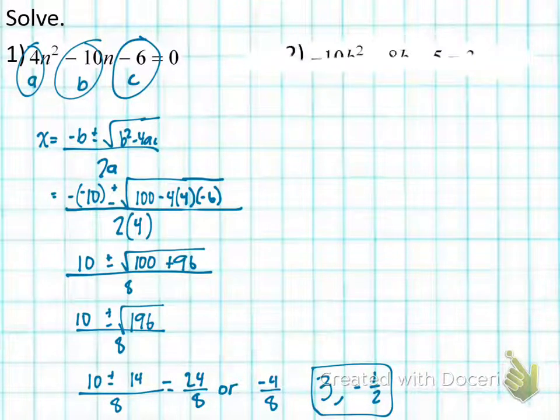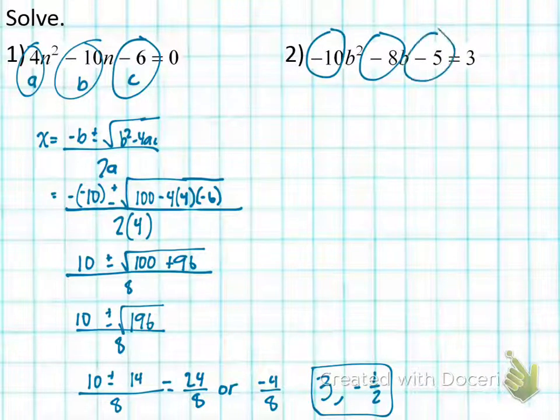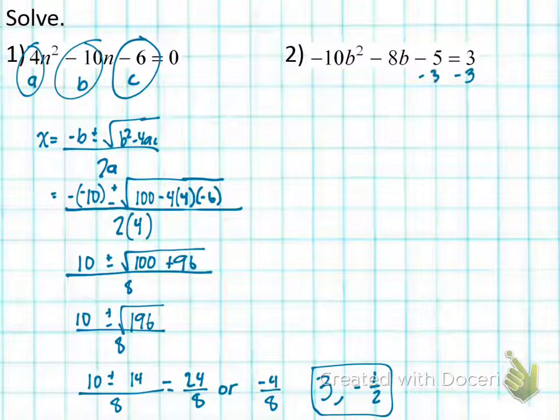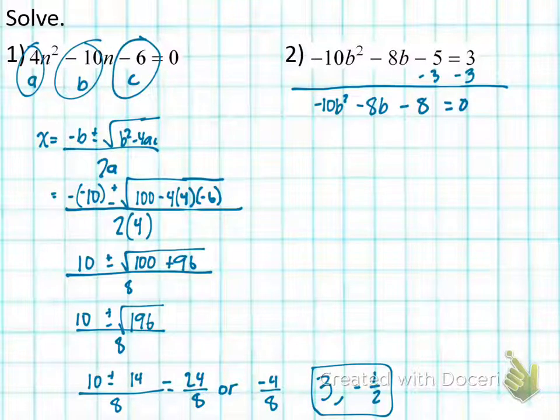One more. Number 2. Okay, number 2 is a little bit tricky, right? Because my constants are not together here yet. So I know that this is my A, this is my B, but my C is not negative 5. Actually, I have to combine the negative 5 and the 3. So let's move my constants together. I'm going to subtract 3 on both sides so that we have negative 10b squared minus 8b minus 8 is equal to 0. So A is equal to negative 10, B is negative 8, and C is equal to negative 8.